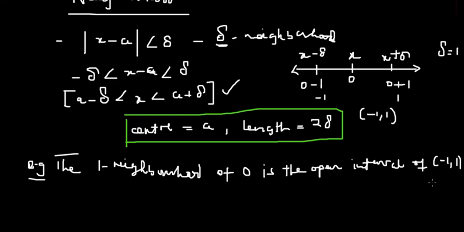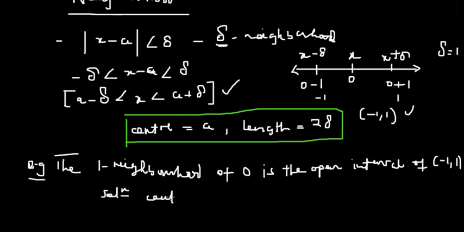Since we've already calculated for this, that's what we did over here. Since we know we have the one neighborhood of 0, it means that we have our delta here, and then our x value, or a value, which is the center. We were able to end up with this open interval minus 1, 1. Now all we have to do is just find the center and then the length.